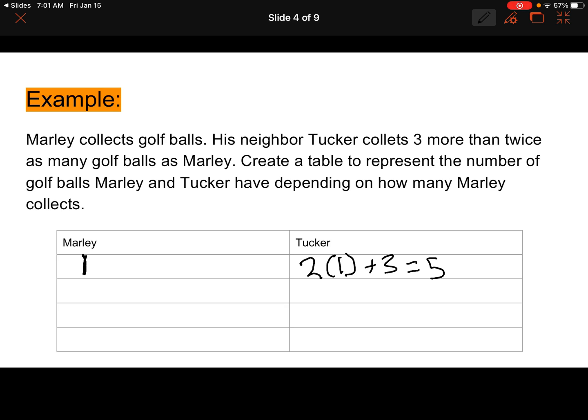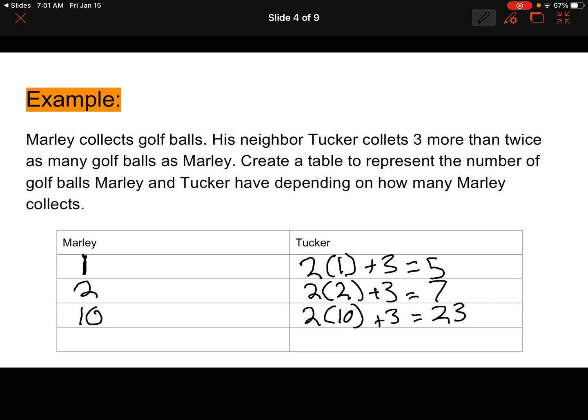All right, what if Marley collects 2 golf balls? Well, then it would be 2 times 2, and again, we're going to add 3. So 2 times 2 is 4, and then adding 3 would be equal to 7. So if Marley collects 2 golf balls, then Tucker would collect 7. All right, now how about 10 golf balls? What if Marley collects 10? Well, they would have 2 times 10, right, because they have twice as many as Marley collected, plus 3. So 2 times 10 would be 20, and plus 3 would be 23. So when Marley collects 10, Tucker would collect 23.